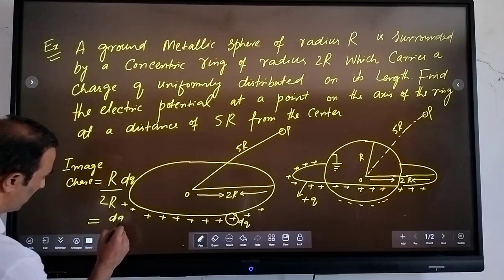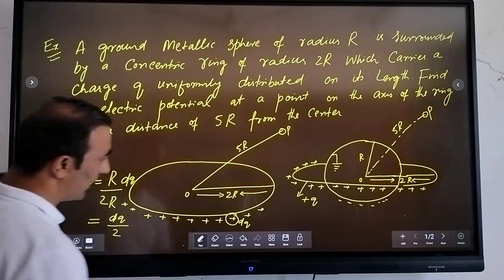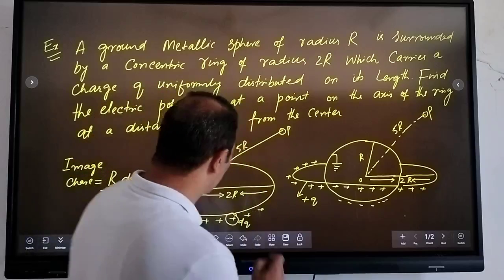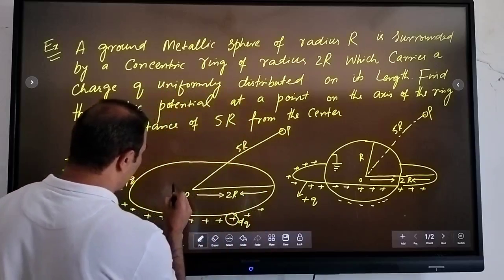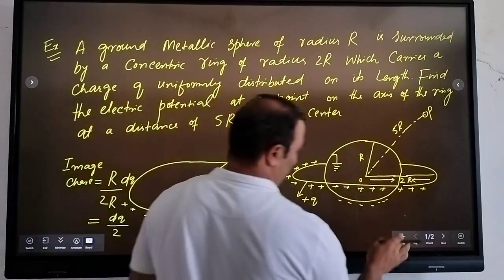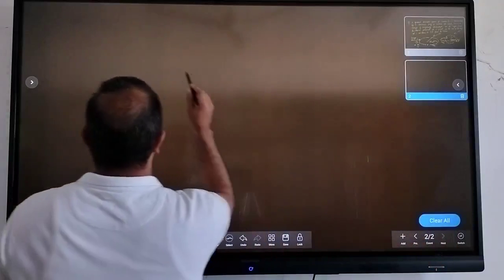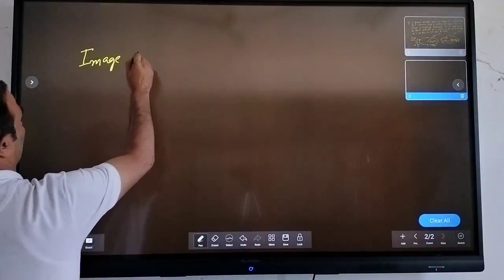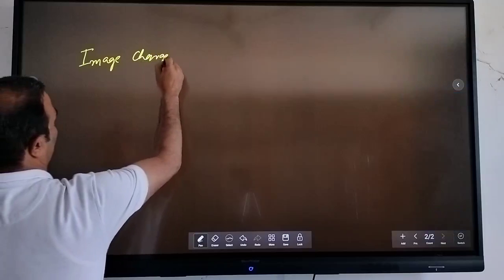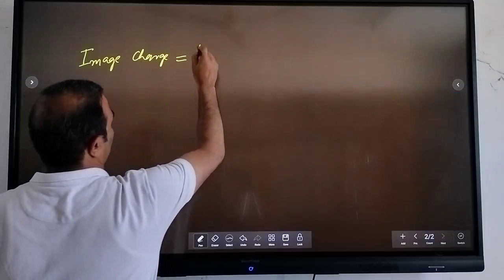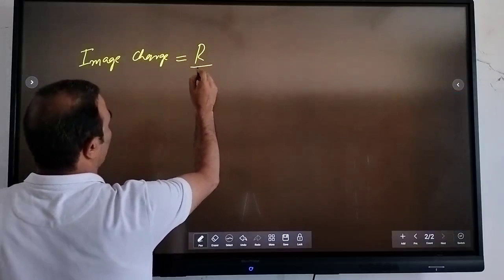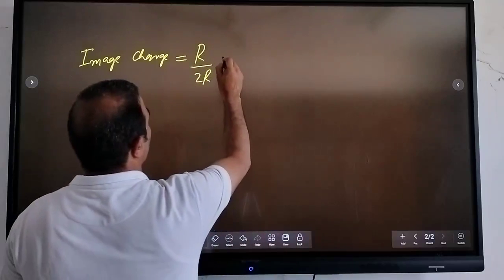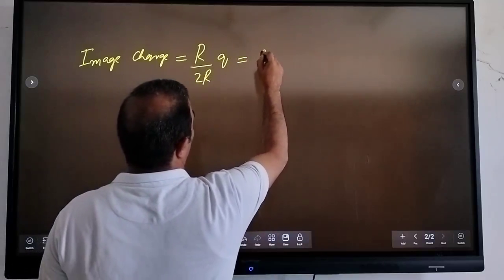dq by 2, right? And if I take charge q here, then here it will be minus q by 2. So how much charge do I have to take here? So the charge that I have to take, the image charge, will be equal to the radius of that conducting sphere divided by twice r, because 2r is the radius of that concentric ring, and suppose this is charge q here, so that will be equal to q by 2, right.